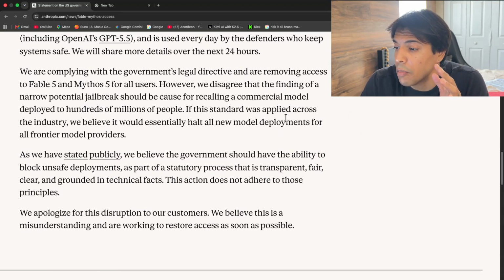So we are complying with the government's legal directive and are removing access to Fable 5 and Mythos 5 for all users, which is currently happening right now. However, we disagree that the findings of a narrow potential jailbreak should be cause for recalling a commercial model deployed to hundreds of millions of people. If this standard were applied across the industry, we believe it would essentially halt all new model deployments for all frontier model providers.